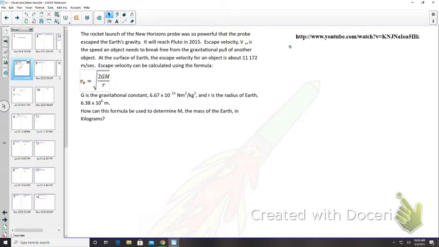Okay, so the rocket of the New Horizons probe is so powerful that the probe escaped the Earth's gravity, right? It's pretty strong. Like for us to get out of Earth, we'd have to be in a spaceship. Escape velocity is the speed an object needs to break free from the gravitational pull of another object. At the surface of the Earth, the escape velocity for an object is a bit above 11,000 meters per second. That's fast.